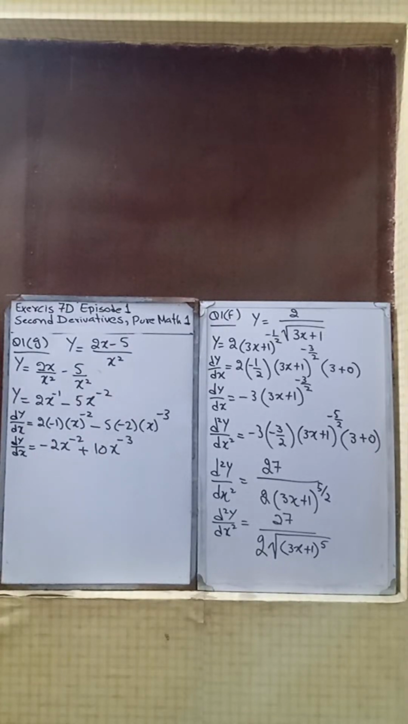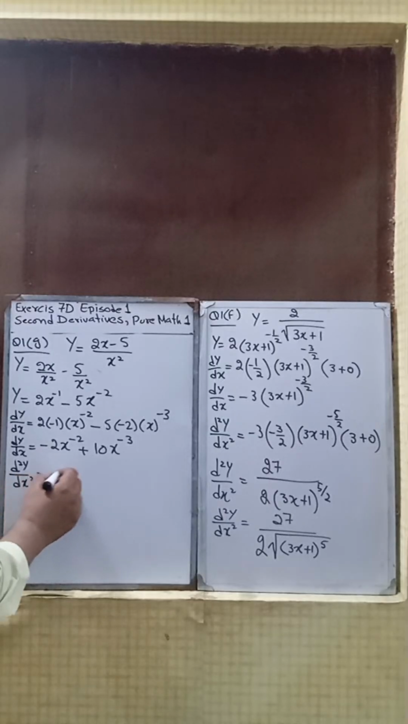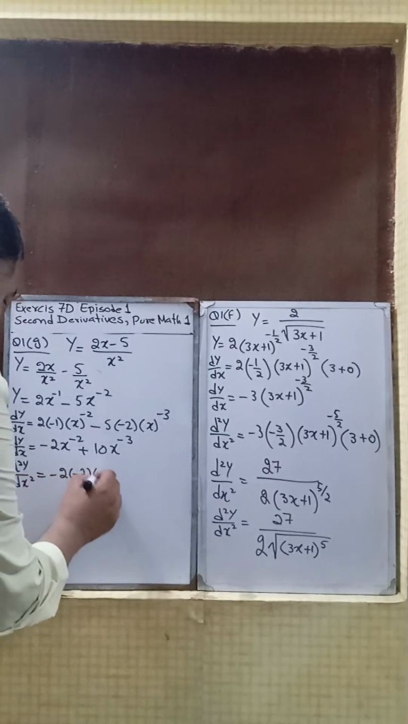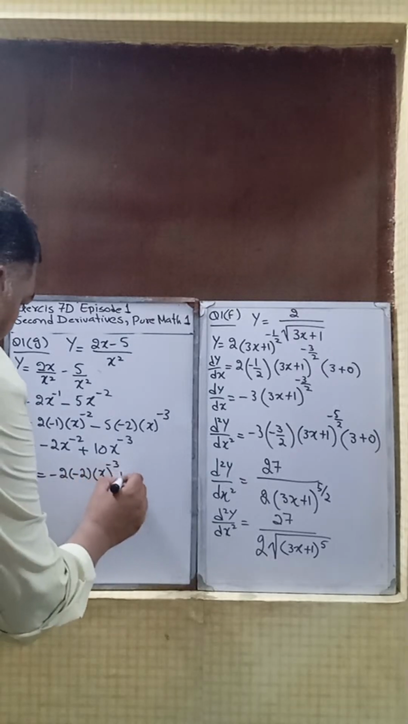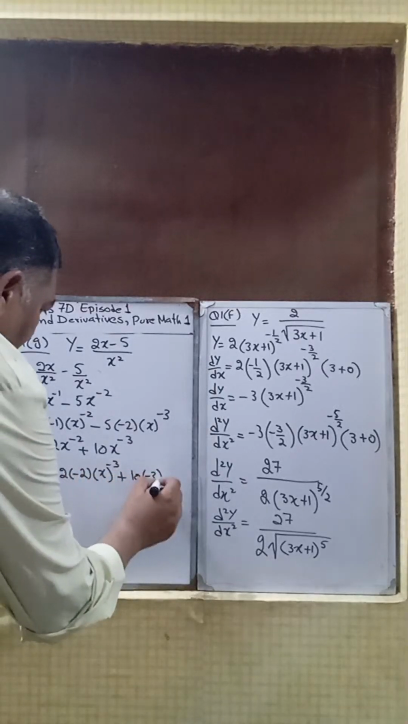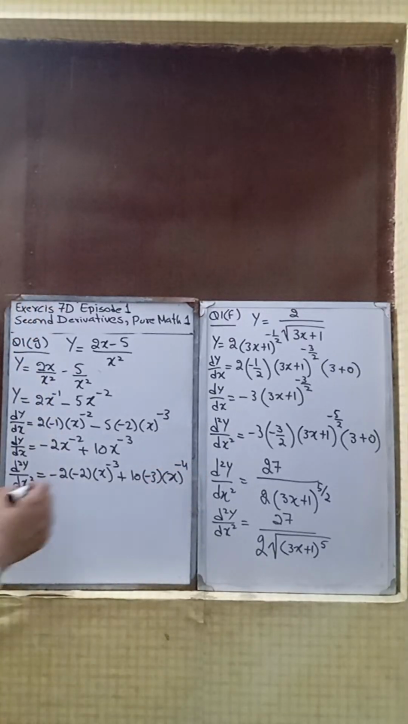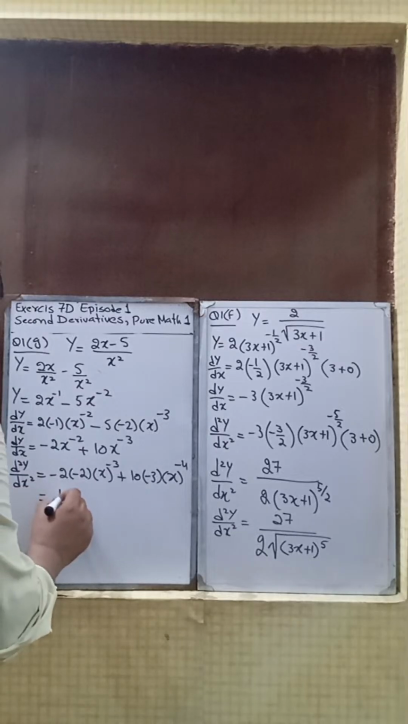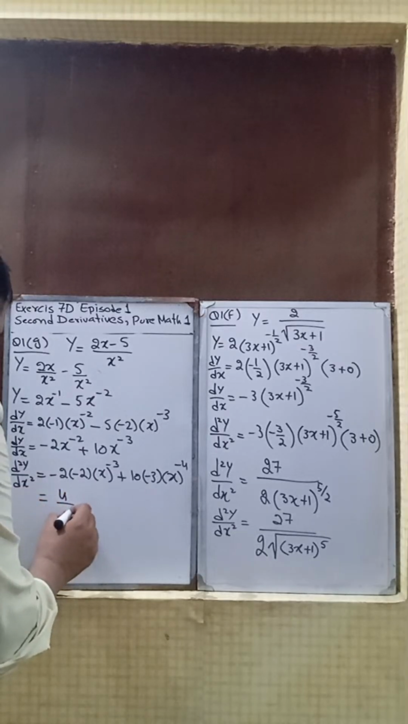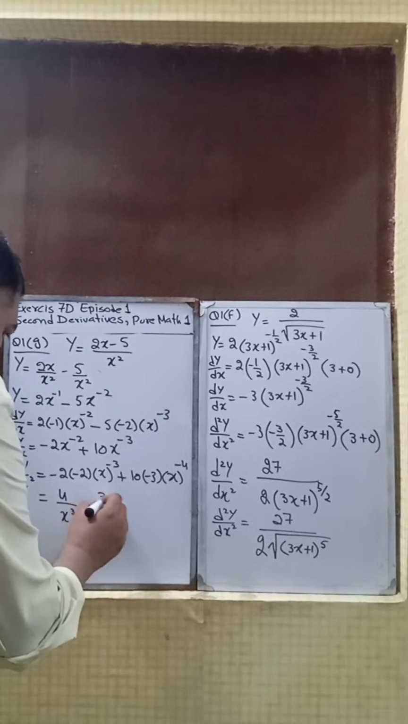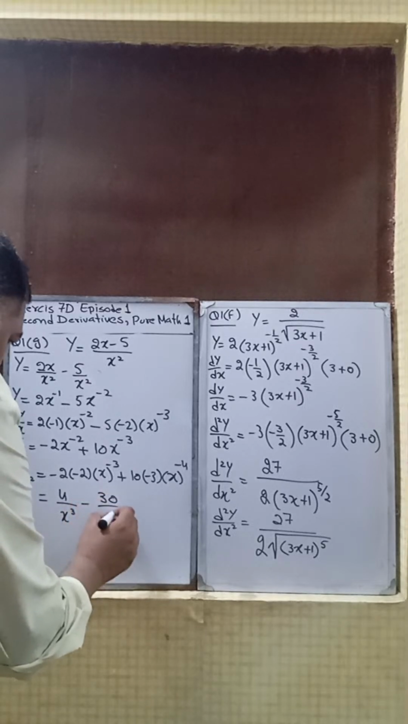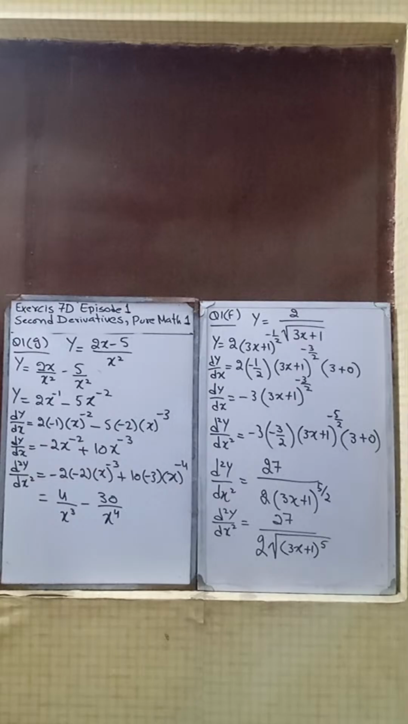Then I will again differentiate it. So d square y by dx square will be equal to minus 2 into x raised to power minus 3 plus 10 into minus 3 into x raised to power minus 4. So this will become 4 divided by x cube, and this will become minus 30 divided by x raised to power 4. So my second derivative is this.